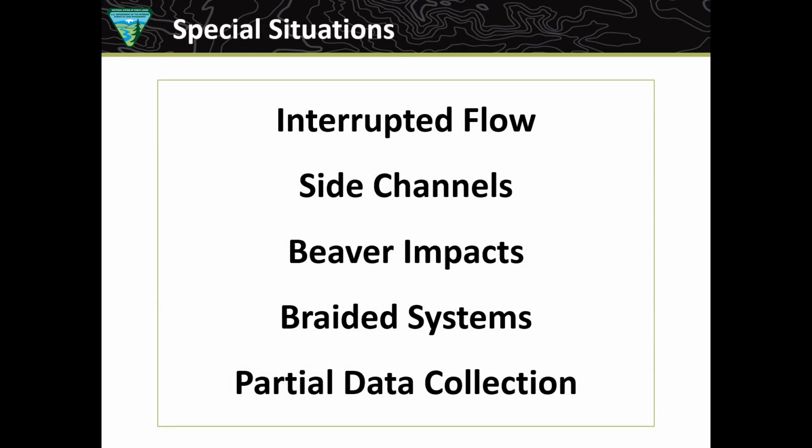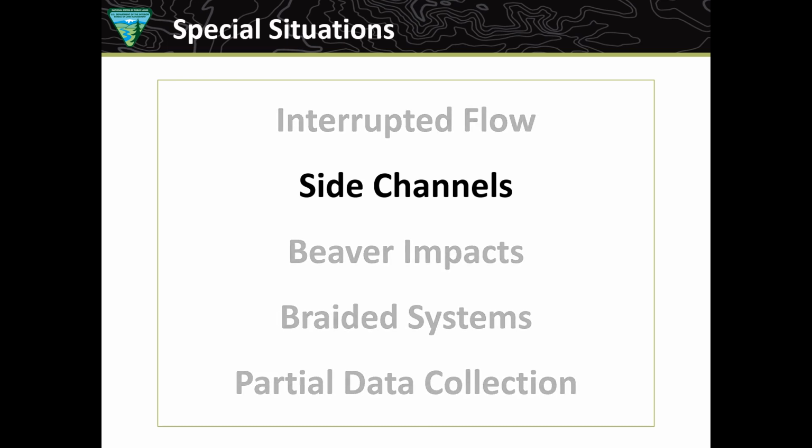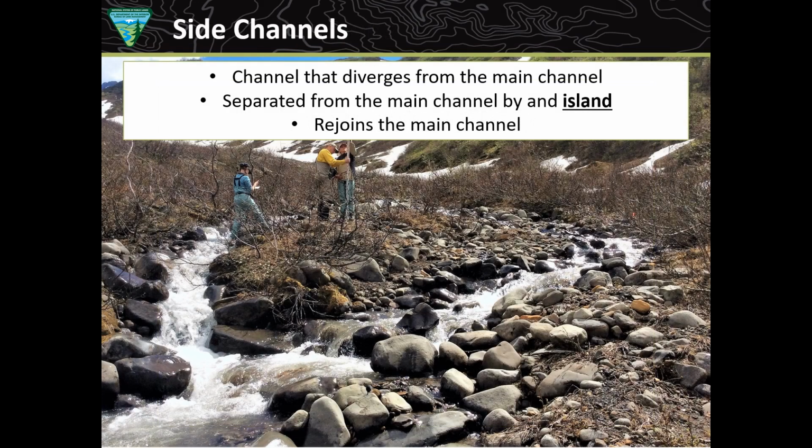A common special situation that is encountered at AIM sites is the presence of side channels. A side channel diverges from the main channel, is separated from the main channel by an island, and eventually rejoins the main channel. Bankful and other critical features need to be identifiable in side channels.